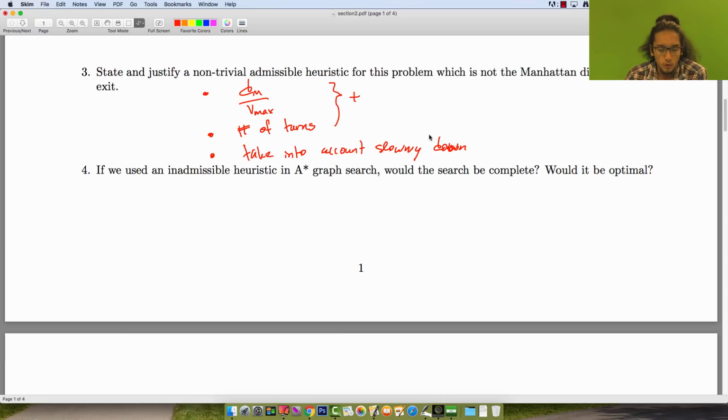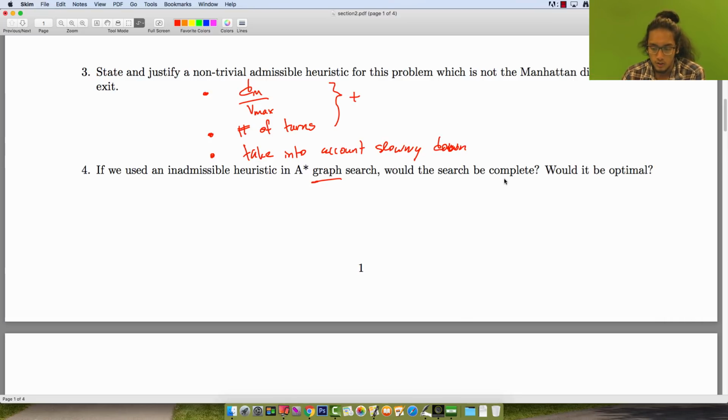Okay, so part 4. Part 4 is also about admissibility of heuristics. It's asking if we used an inadmissible heuristic in A* graph search. Let's underline graph search so we know we're dealing with this as opposed to tree search. Would the search be complete and would it be optimal? Recall that completeness refers to an algorithm which, if there is a solution, is able to find the solution. And optimality refers to it always finding the best possible solution, that is the lowest cost solution.